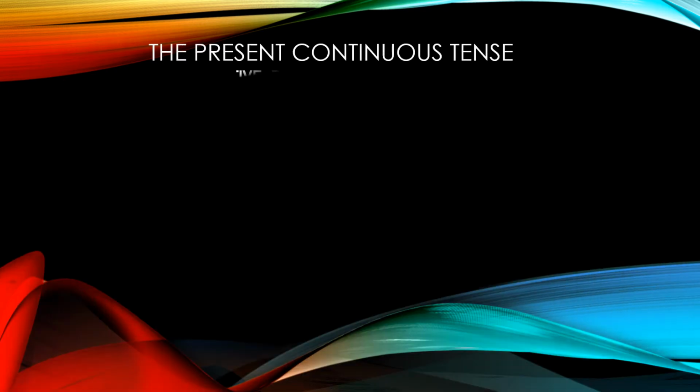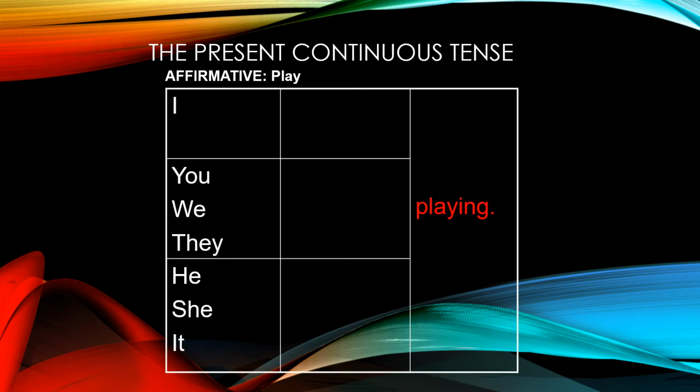So the present continuous tense in the affirmative with the verb play, for example, let's continue looking at examples. We say I space playing. What should we put in the space? Am. Very good. I am playing. You, we, they, what should we put here? Are. Very good. And he, she, it is playing.